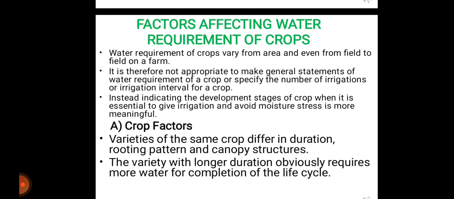A. Crop factors. Varieties of the same crop differ in duration, rooting pattern and canopy structure. The variety with longer duration obviously requires more water for completion of the life cycle.